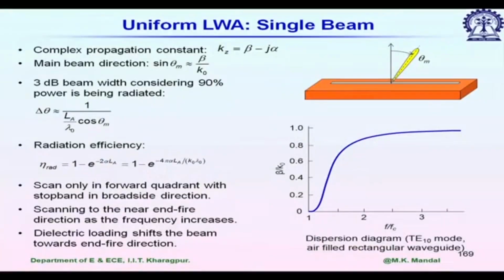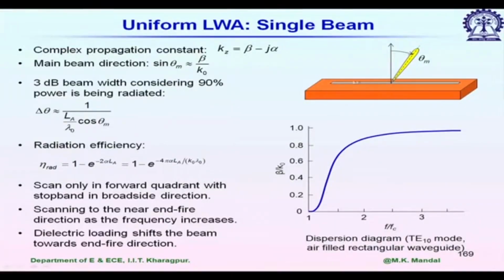If we change frequency, accordingly beta by k naught will change and theta m will change. So, by frequency sweep we can scan one quadrant, but what we see from this relationship is that the scanning beam is always in one quadrant, and we can't achieve any radiation in the theta m equal to 0 degree direction and theta m equal to 90 degree direction. So, typical values are 10 to 20 degrees for theta m up to 70 to 80 degrees.